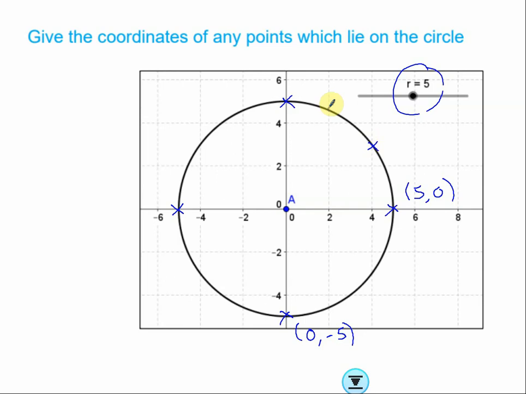You may have had an attempt at some of these ones here, if you've got some prior knowledge maybe, or you've just been given a pretty decent amount of time. Now, let's have a look at that one. Could this one be 4, 3? It kind of looks like it, doesn't it? It looks pretty much smack bang in the middle. So let's draw a radius to that point.